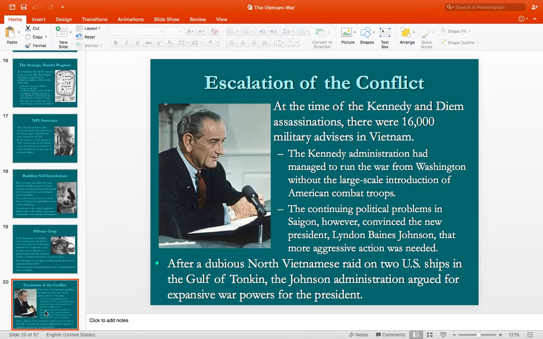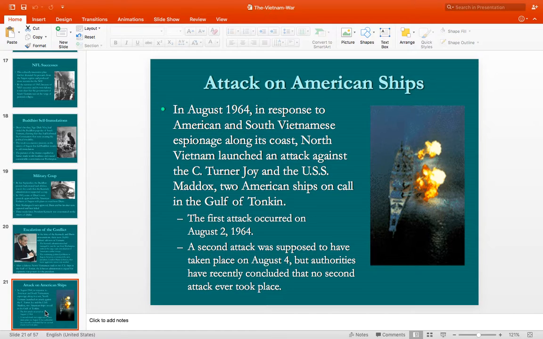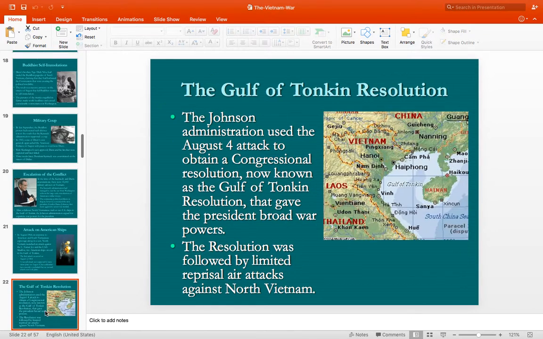The succeeding president, Lyndon Johnson, is going to escalate U.S. involvement, and this is when we get an official expansion or move for war. In 1964, a U.S. naval ship in the Gulf of Tonkin, outside of North Vietnam, puts out a distress signal saying that it had been attacked by North Vietnamese forces. And after that, the U.S. is going to officially go to war through what was known as the Gulf of Tonkin Resolution.